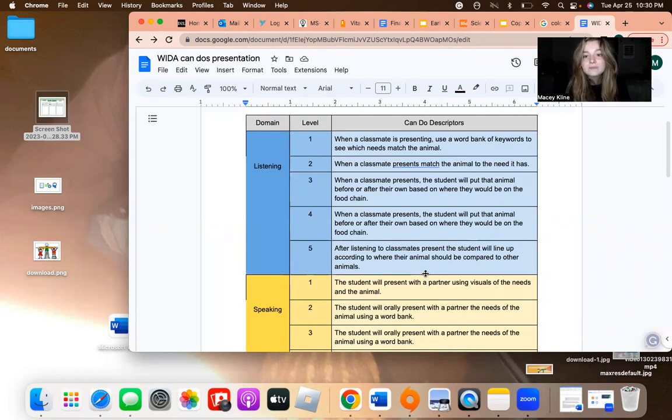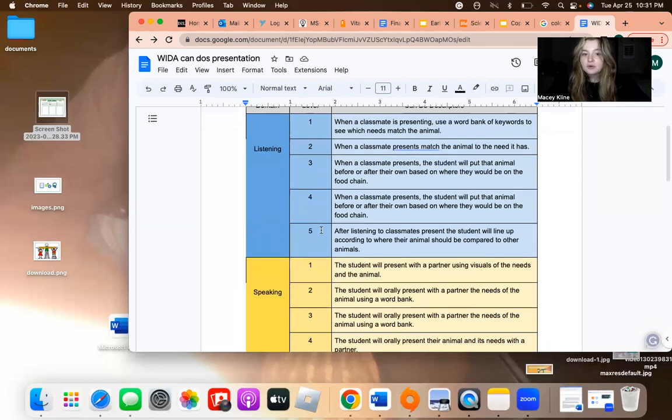So for listening, the main thing was listening to their classmate present and taking that information to figure out, I guess I haven't really explained the lesson yet, I do that at the end, to figure out what each animal needs. They're listening to their peers about that. So you can see here, I talk about that. The differentiation is a little different from what my original goal was.